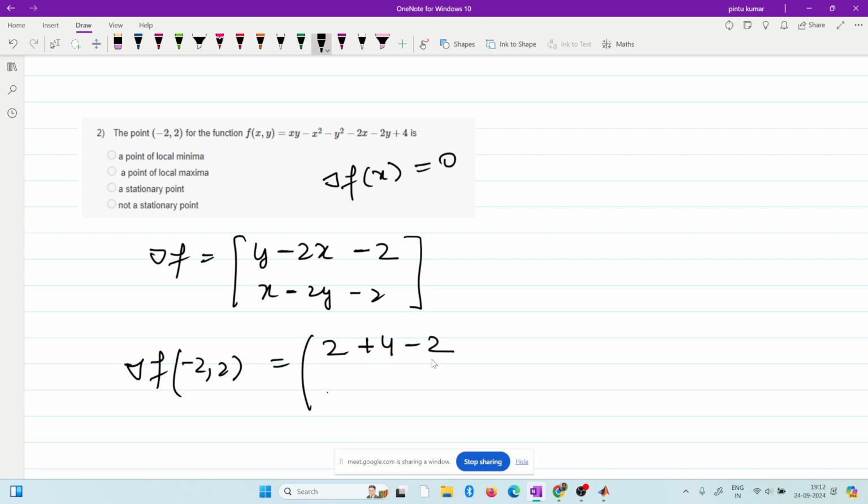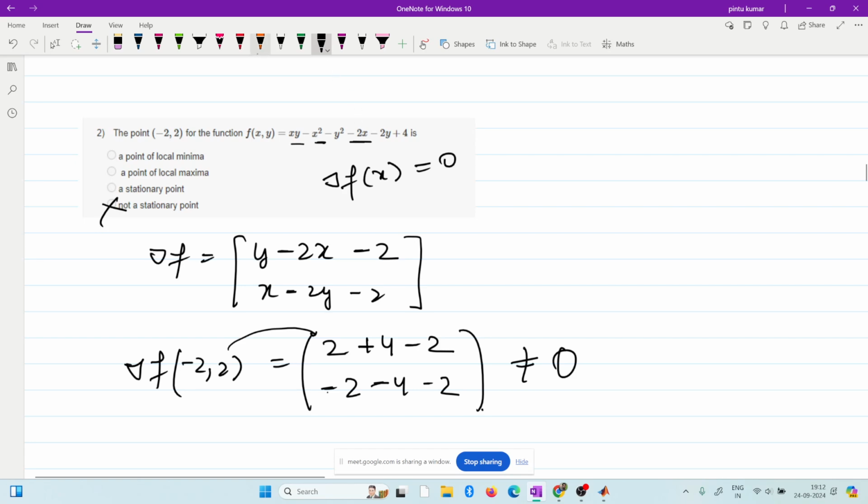I hope I have not made any mistake. This is y minus 2x minus 2. Yeah, it's correct over here. And y is 2, minus of, this is 4 minus 2. Oh boy. And the next term is minus 2, minus 4, minus 2. So this is not 0, right? So this is actually not a stationary point.